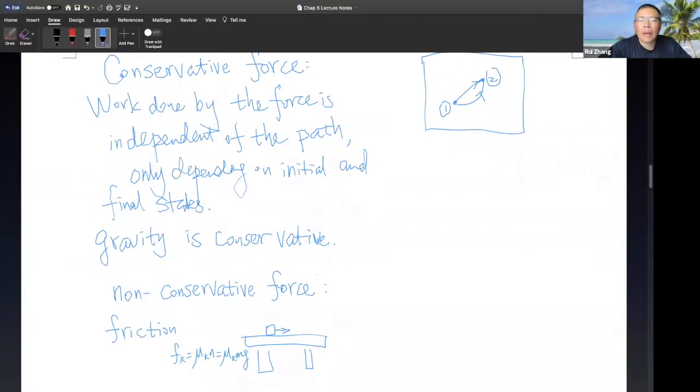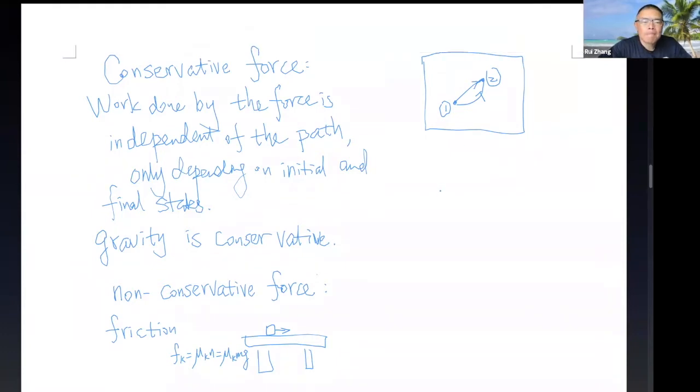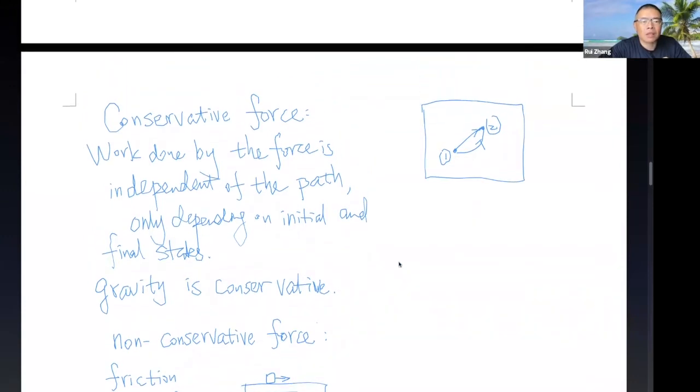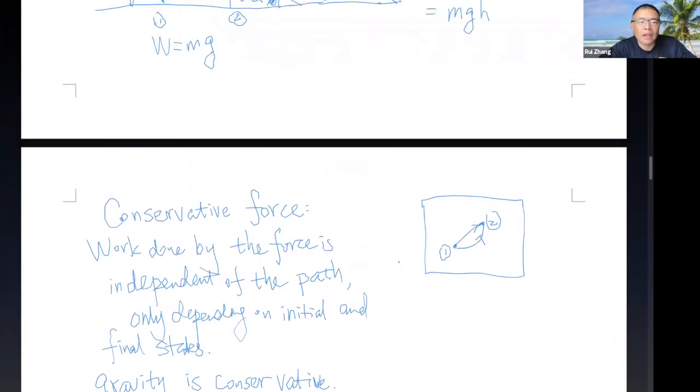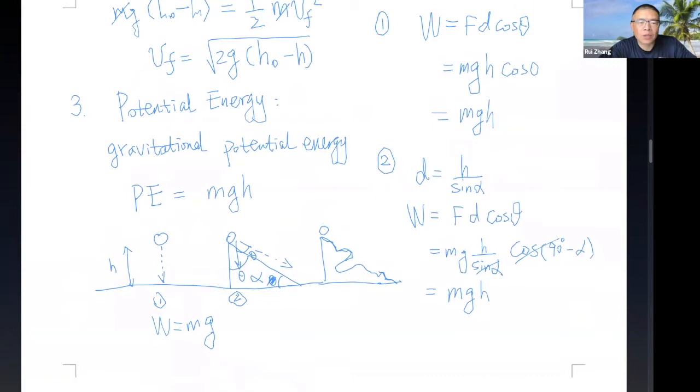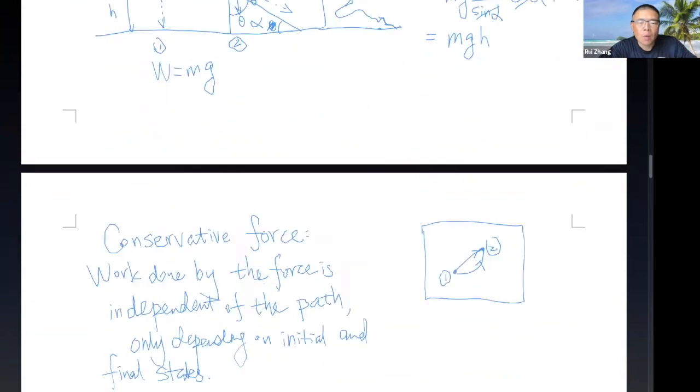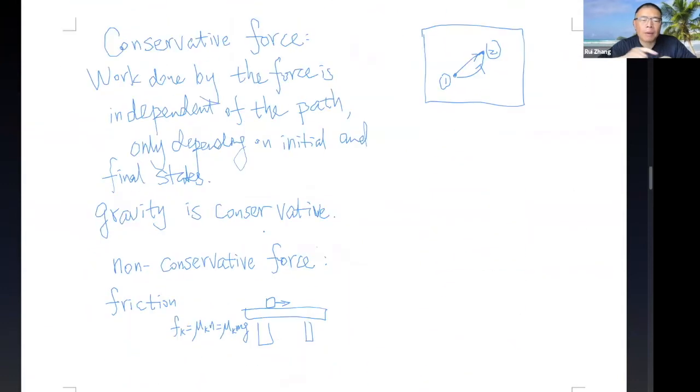It depends on the path, and so what's the big deal of conservative versus non-conservative? Actually, if the force is conservative, we can define a potential energy associated with it. Why is that? Think about it like this. You have a process, let's say something moves from a certain height to another height, from h1 to h2, right?